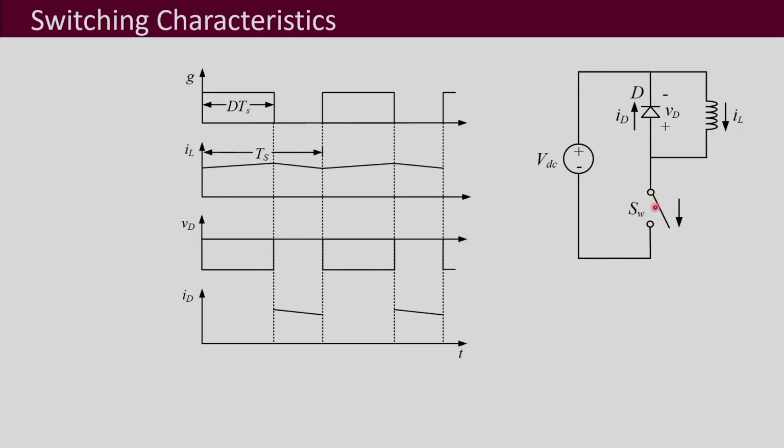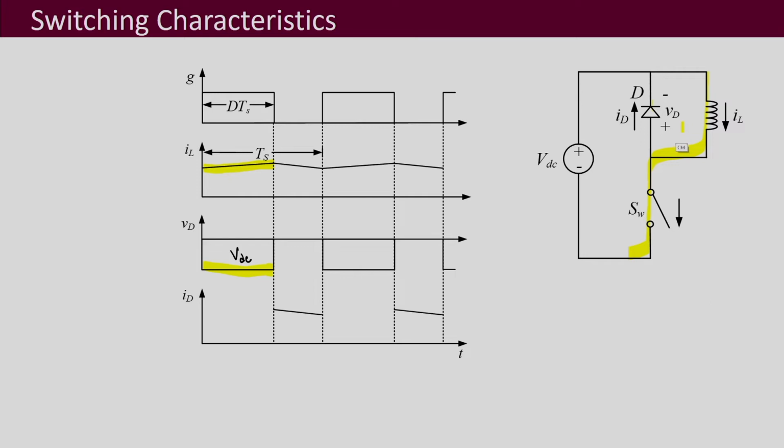When this gate pulse is provided, the switch turns on, and at that time the inductor current flows through the switch, so the diode is off during that time, and the diode is blocking this voltage. This voltage will be your VDC, which the diode has to block, and the current is going to slightly increase because we are assuming a big inductor, and the voltage applied here is positive.